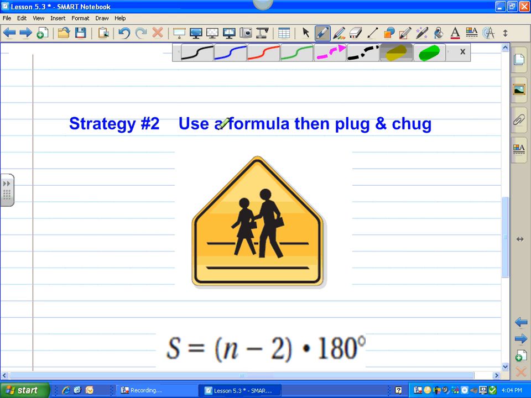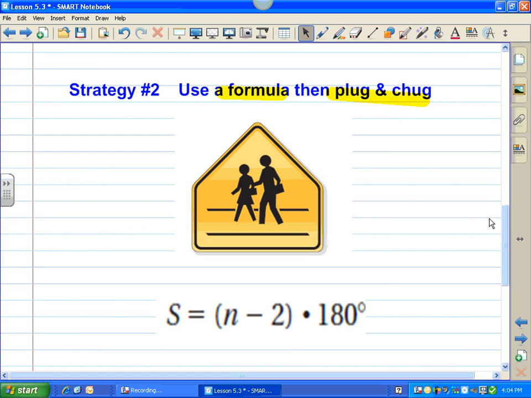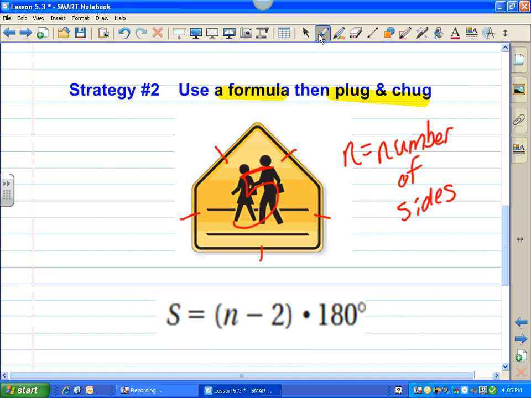In this strategy, you will use a formula, then you will plug and chug. If you use the formula and plug and chug, the first thing you need to do is count up the number of sides. There are 5 sides in this polygon or pentagon. So I'm going to say that n stands for the number of sides. In this example, we have 5 sides. So I'm going to say n equals 5. Now I'm going to plug and chug.